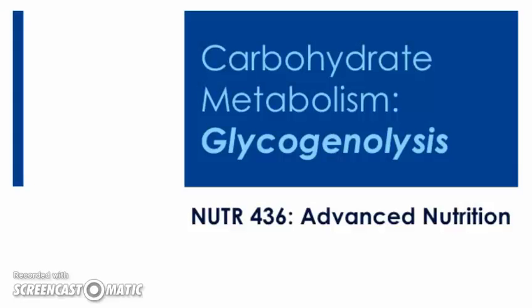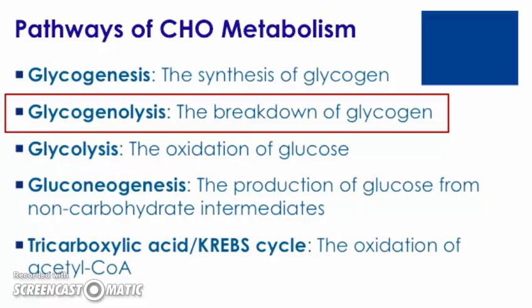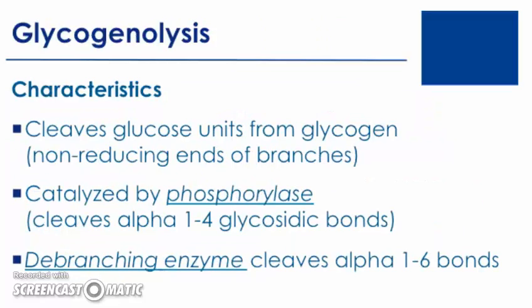Carbohydrate metabolism, glycogenolysis. In this slide presentation, we will discuss the process and regulation of glycogenolysis, which involves the cleavage of glucose units from an existing glycogen chain. This process is catalyzed by the enzyme phosphorylase, which cleaves the alpha-1,4 bonds of the glycogen chain. Debranching enzyme cleaves the alpha-1,6 bonds of the glycogen branches.